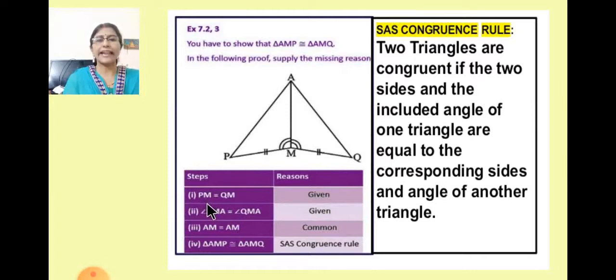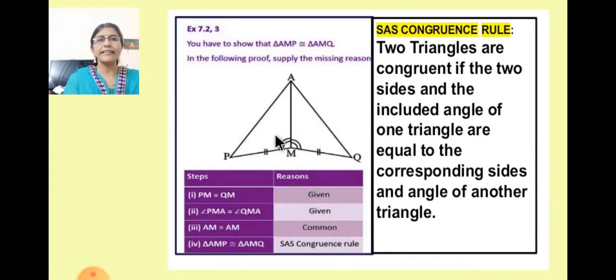So first let us write what is given in the figure. First is PM, you can see here PM is equal to QM. You can see it is marked, these two sides are equal. So PM is equal to QM and the reason is given. And then the angle, as it is given, so we'll write given here. The next is angle PMA. Angle PMA is equal to angle QMA. This is also given in the question. So here the reason is given.